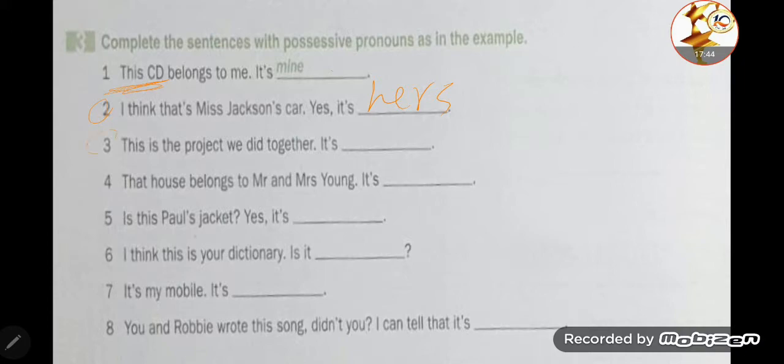These are the possessive pronouns. Number 3. This is the project we did together. It's ours, since we did it together. Number 4. That house belongs to Mr. and Mrs. Young. It's theirs, so it belongs to them. Number 5. Is this Paul's jacket? Yes, it is his.